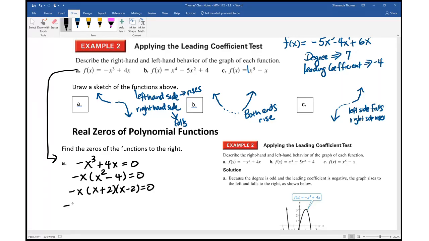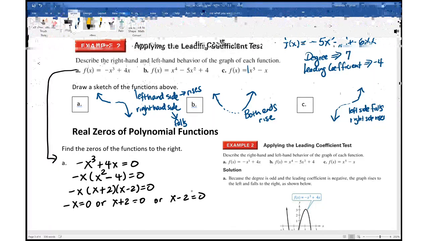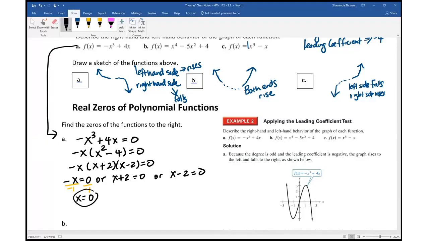And we set all of these factors to 0. We have 3 different factors here. We set them all to 0 and solve for x. So here we will divide by negative 1 so that we get x by itself equals 0. Here we subtract 2, and here we add 2. So our zeros are 0, negative 2, and positive 2.